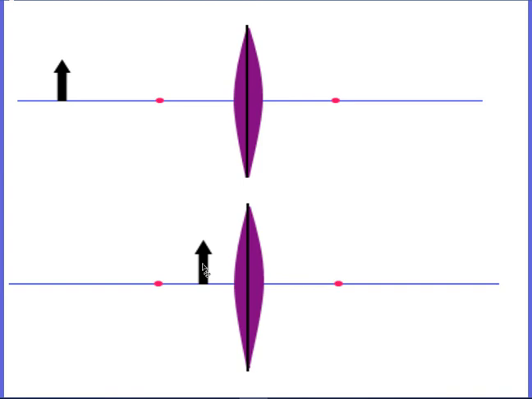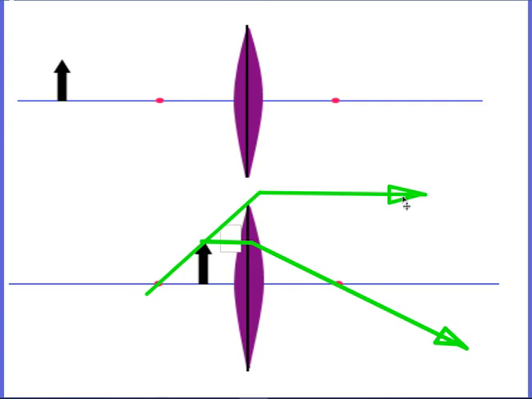So what are we going to do? Well, we have the same rules that we used here. Parallel through the focus, parallel. So a ray which comes in parallel, and I would go right to the center of the lens. It gets reflected through the focus, and a ray which goes through the focus, grazes the tip, and hits up here.